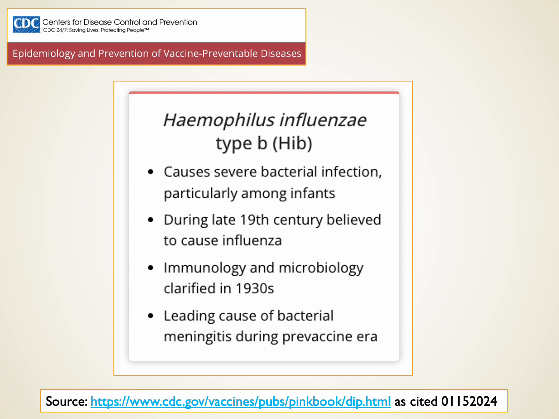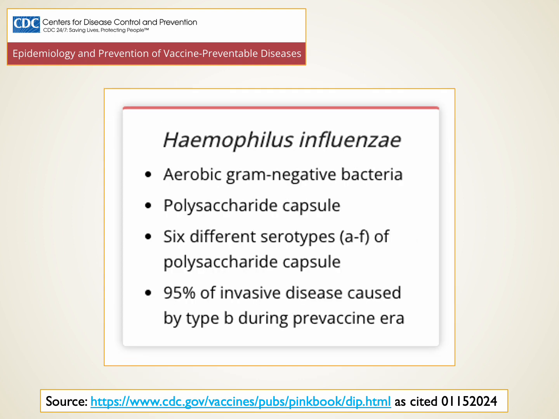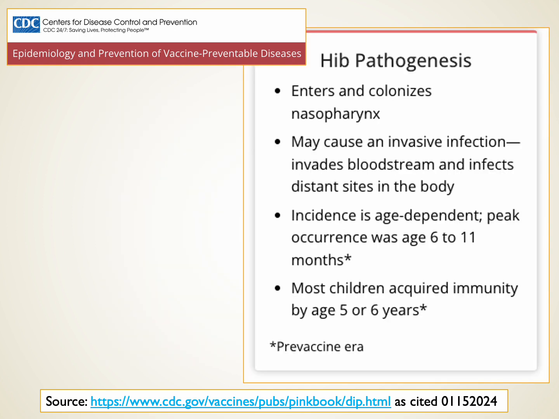So particularly in meningitis, before the vaccines were available, this was a very common etiology or cause of pediatric infant meningitis. So it was a real concern, more so in the pre-vaccine era. It's an aerobic gram-negative bacteria. It has 6 different serotypes. It's a pretty invasive disease, particularly the type B is.